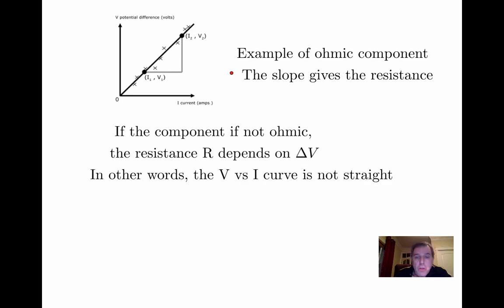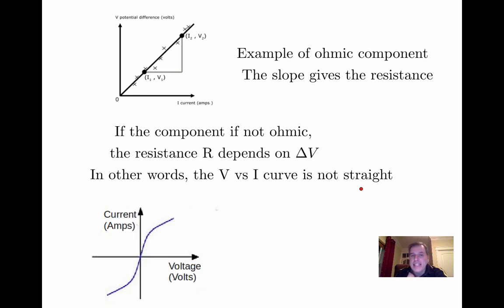If the component is not ohmic, the value of R is different for different delta V. You change delta V, you have a new current, you calculate delta V over I, you get a new value. In that case, when the component is not ohmic, the V versus I curve, or sometimes people would plot I versus V, doesn't matter, you don't get a straight line. You get something like this here. Okay, this is not ohmic. You can look at figure 27.7 in the textbook. That will show you 2 graphs, one of an ohmic component and one of a non-ohmic component.